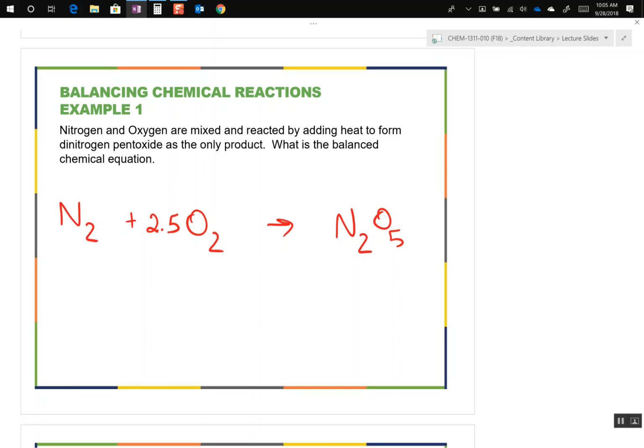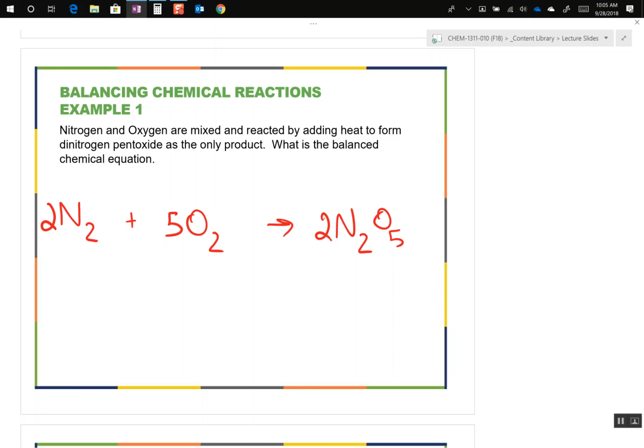The only problem is that you can't really have half of an oxygen. You can't have 2.5 oxygens, right? But you can use this as a tool to find what the balance is. And once you find the balance, all you have to do is multiply every coefficient by 2 to get rid of the fraction. 2, 5, 2. Is that the same balanced equation we had earlier? Yeah, it is. Okay? So that's 2 approaches.